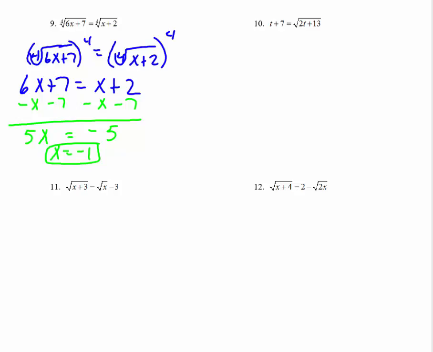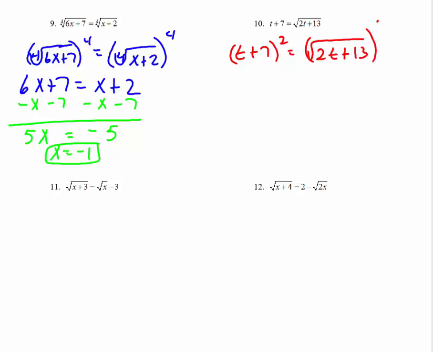Number 10, we have t plus 7 equals the square root of 2t plus 13. It is isolated because the square root is by itself. If you don't like the t plus 7 on the left-hand side, you could flip it over to the right because equality is commutative. But I'm going to go ahead and leave it as is, and so what I'll do is I'll raise both sides to a power that equals the index. My index is a 2, so I'll raise both sides to the square power.